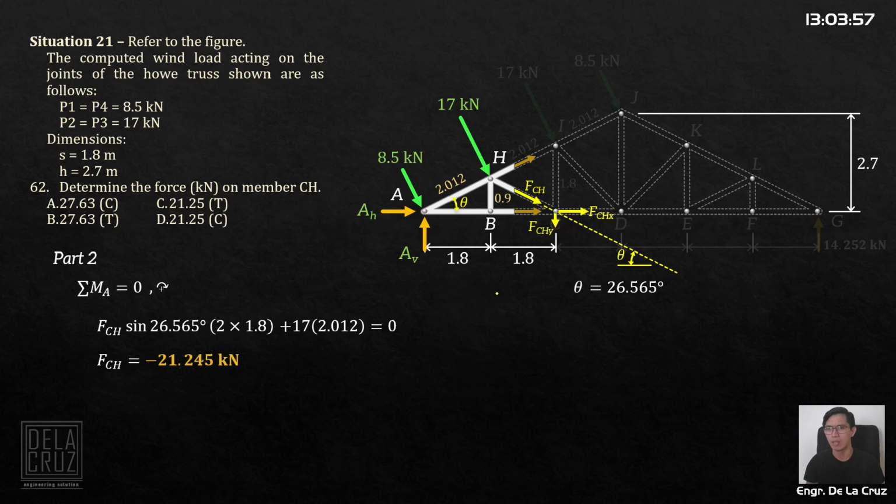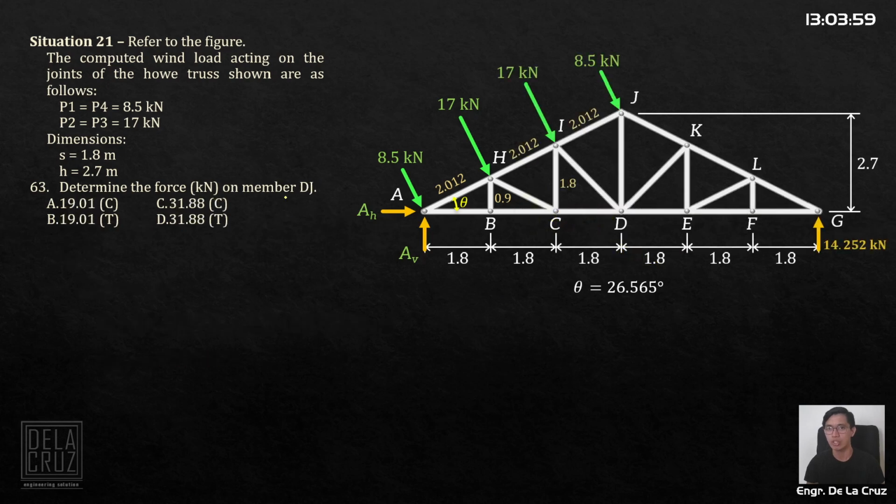Okay? Now, yung last question dito is force on member DJ. Force on member DJ. So, maraming paraan dito to solve this one. Pwede dito natin siya i-cut by method of section. Then, tingin tayo sa taas. Tatlong forces yung unknown. Actually, we can do that. Pero sa solution ko, inuna ko munang kunin yung ating member IJ. Ito yung gagawin ko. I-cut ko muna siya in this manner.